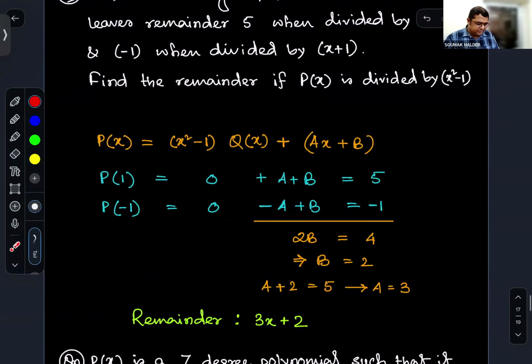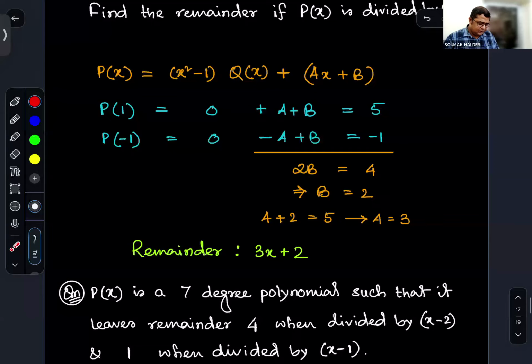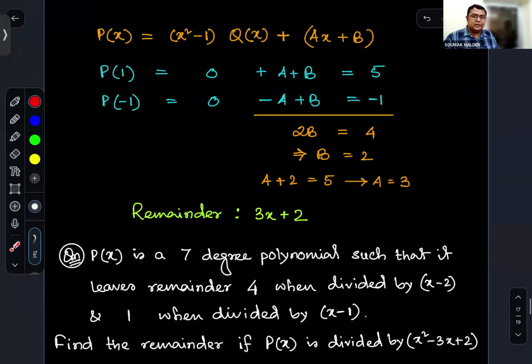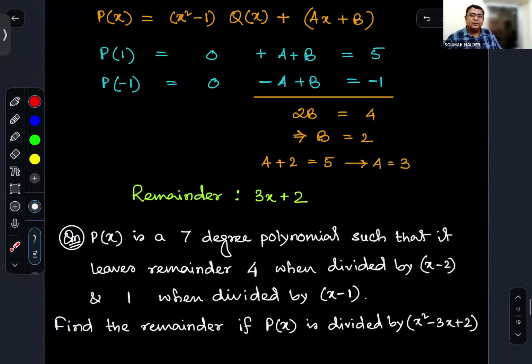Just a last question of similar variation. Get it done quickly. This time the question is p of x is a 7-degree polynomial such that it leaves remainder 4 when divided by x minus 2 and 1 as the remainder when it is divided by x minus 1. You need to find the remainder if p of x is divided by x square minus 3x plus 2.